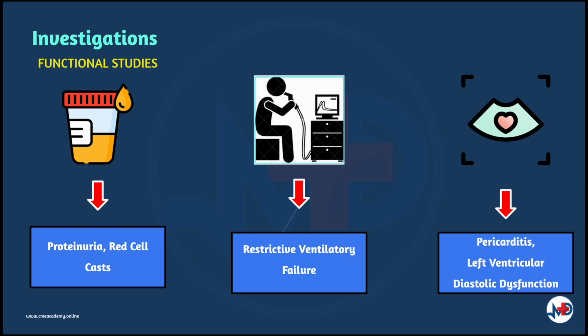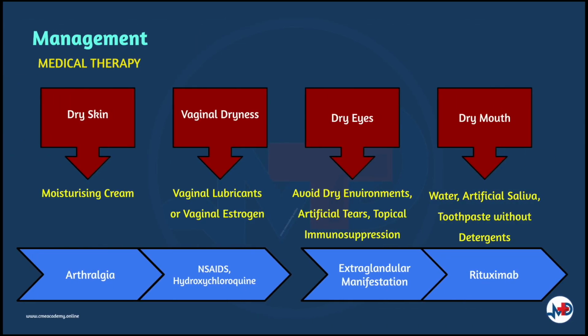Although rare, primary Sjogren syndrome may have cardiac involvement with clinically silent manifestations such as symptom-free pericarditis and left ventricular diastolic dysfunction, and this is where an echocardiogram would be essential. Now let's look at the medical management of Sjogren syndrome.